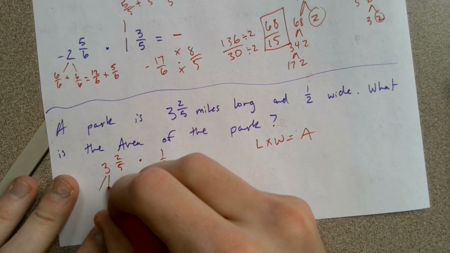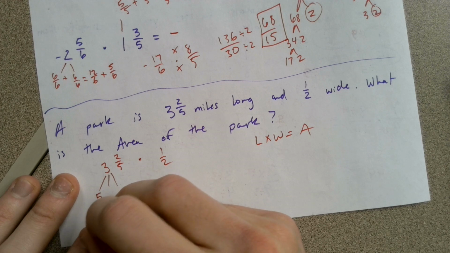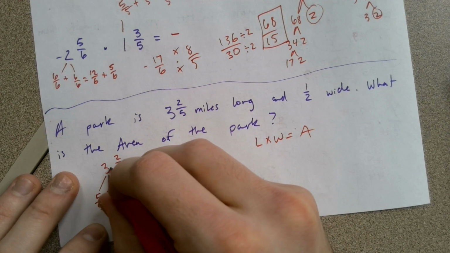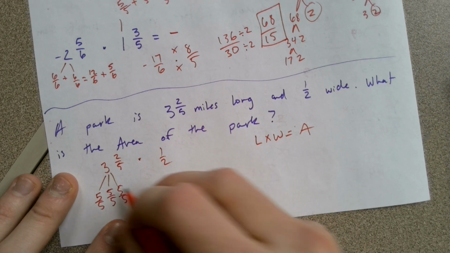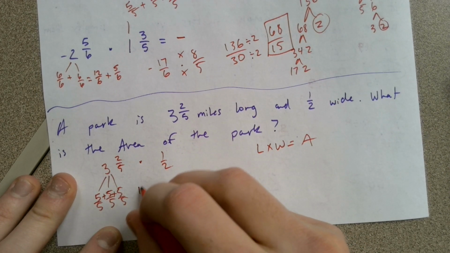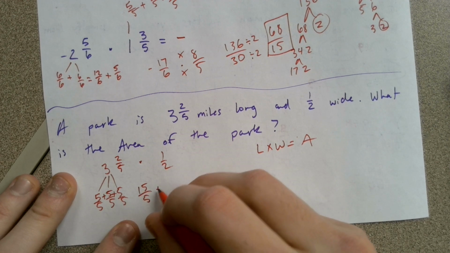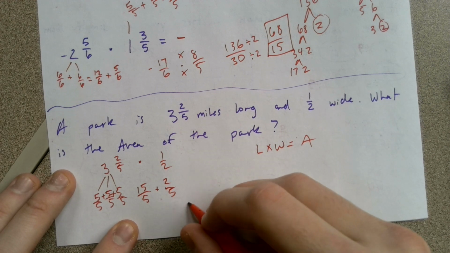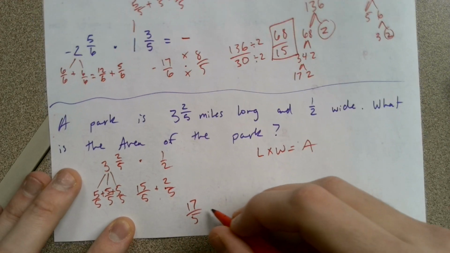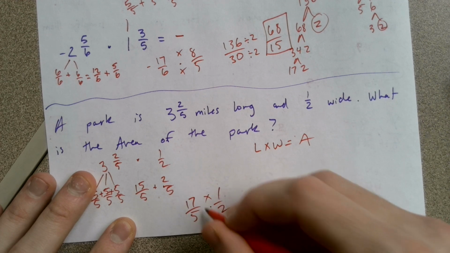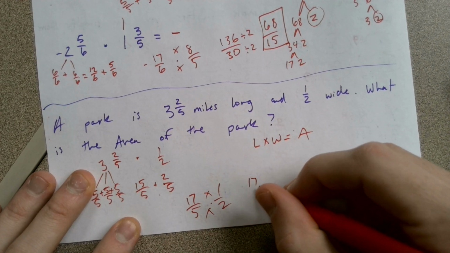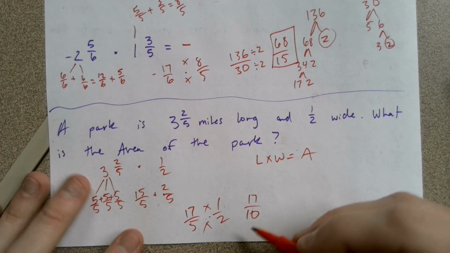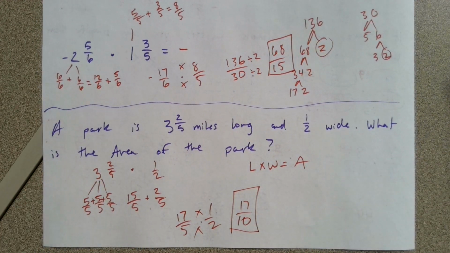Our first step is to turn this into an improper fraction. I know this is going to be 3 full fractions, or it's going to be 3 times 5, which is going to be 15. Look at that, it works out the same. 15 over 5 plus the already existing 2/5 that's there. We got 17/5 as our improper fraction times 1/2. Multiply across top, across the bottom, and we get 17 over 10. That would be our area right there.